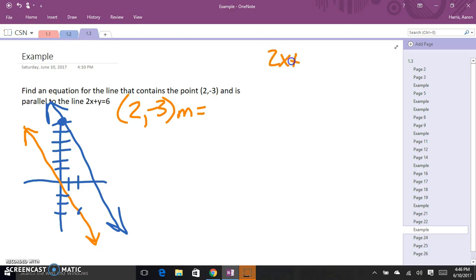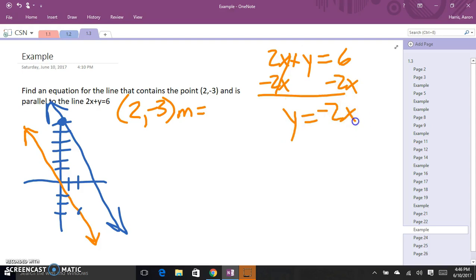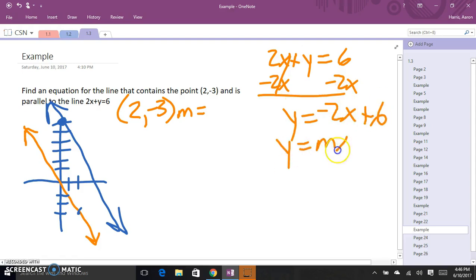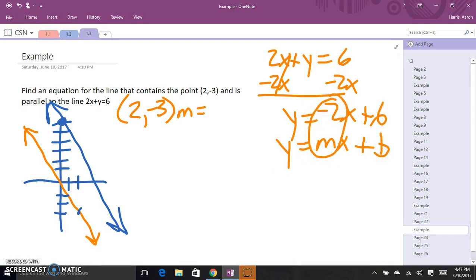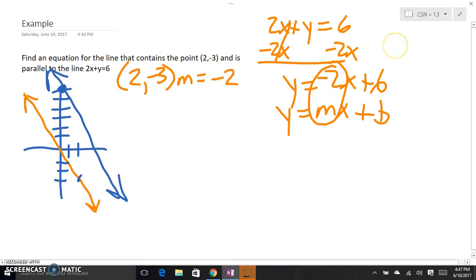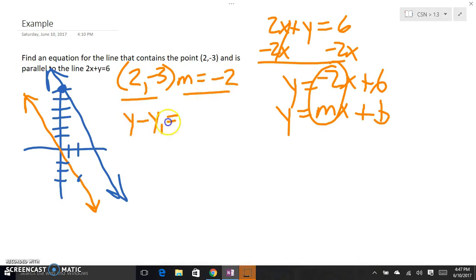This is step 1. Find the slope of the given line. So I'm going to put it in slope-intercept form. Here's my slope-intercept form, y equals mx plus b. So I know my slope is -2 on that blue line. So now I know, since they're parallel, that the slope is also -2 for my orange line. And now I have a point and I have a slope. So I use point-slope form to finish this.